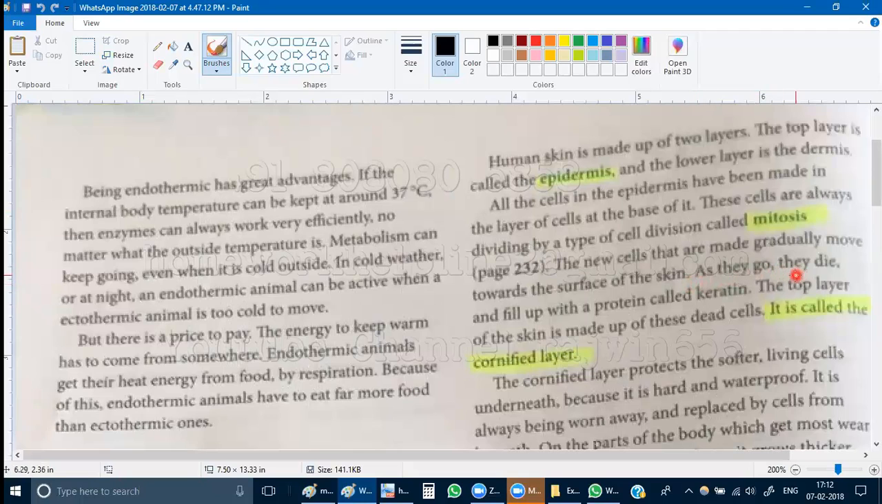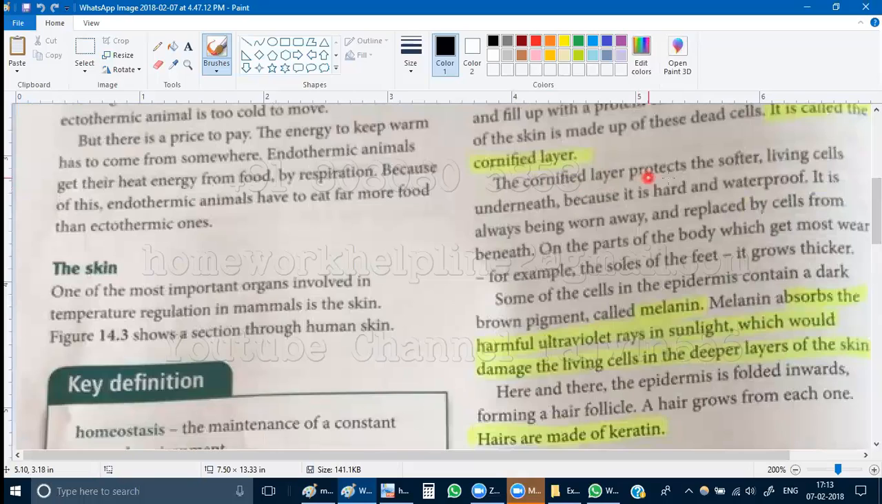As they go, they die. Once they come to the surface, they die and fill up with the protein known as keratin. The top layer of the skin is made up of these dead cells. It is called the cornified layer. The cornified layer protects the softer living cells underneath. So the outside layer is dead while the inner layers are alive. Because it is hard and waterproof, it is always being worn away and replaced by cells from beneath. So this is constantly happening every instant of your life.